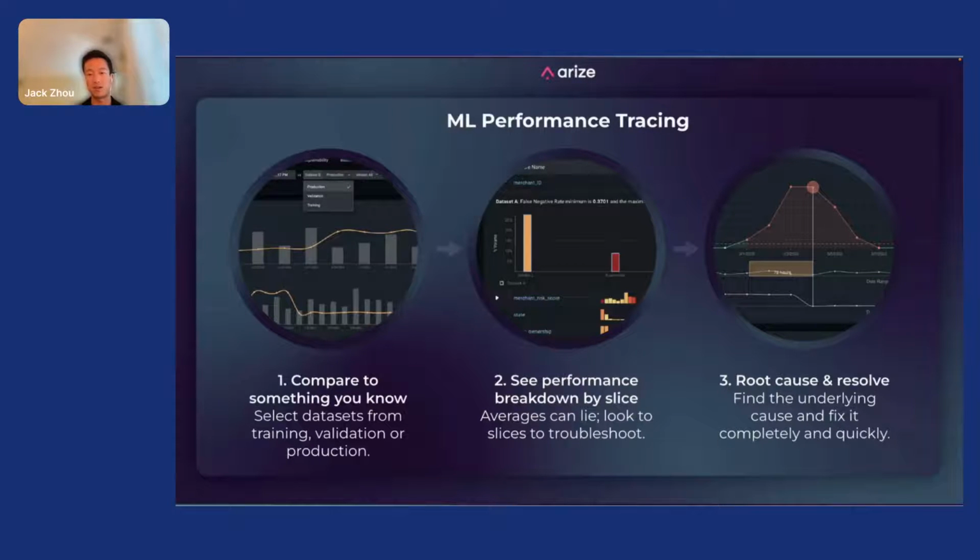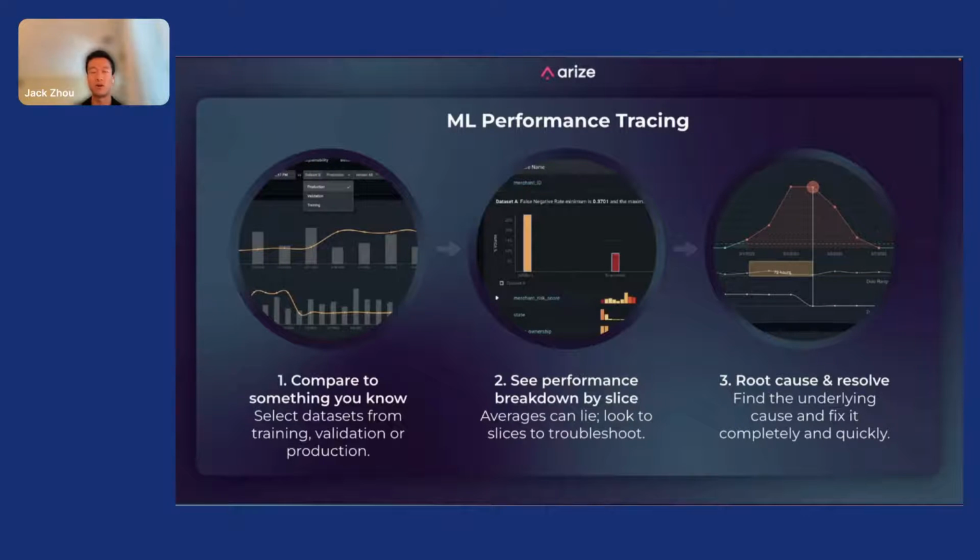And that baseline can be training or validation, or it can even be a stable time in production in the past. And this will help you understand, is the performance actually degrading? And if so, where is the performance degrading? Second, you want to see a breakdown by slice. So you want to understand what is causing this performance breakdown.